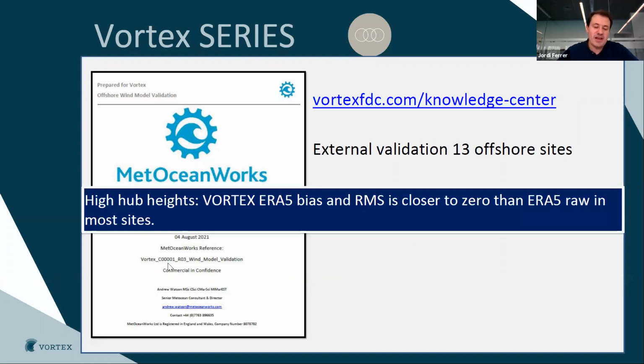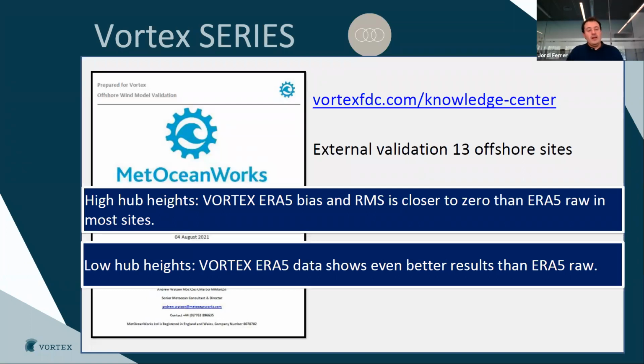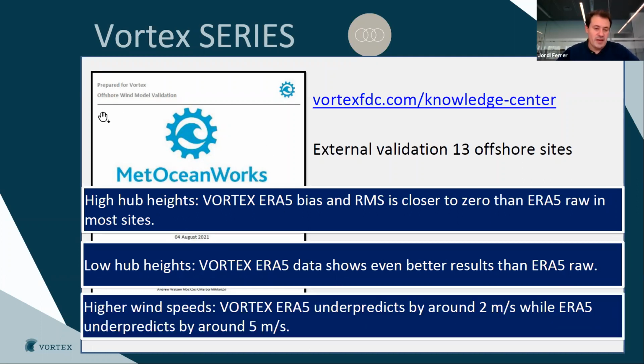To summarize some of the important things that are said there: at hub heights, Vortex ERA5 bias and root mean square error is closer to ERA5 raw data in most of the sites. At low hub heights, the difference between ERA5 raw data and Vortex ERA5 data is even better for Vortex data. The difference is even bigger. Another thing mentioned there is that for higher wind speeds, Vortex ERA5 underpredicts by around 2 meters per second, while ERA5 underpredicts by around 5 meters per second. So in general, the performance of the Vortex ERA5 dataset is better.